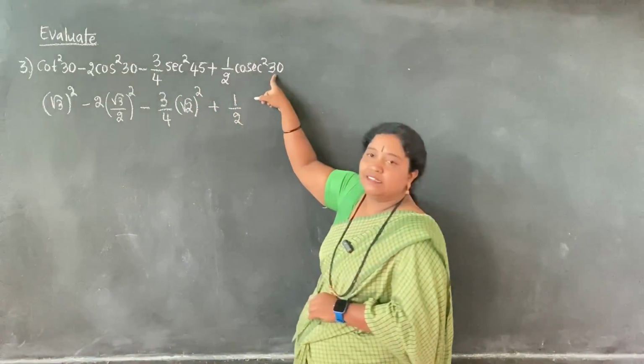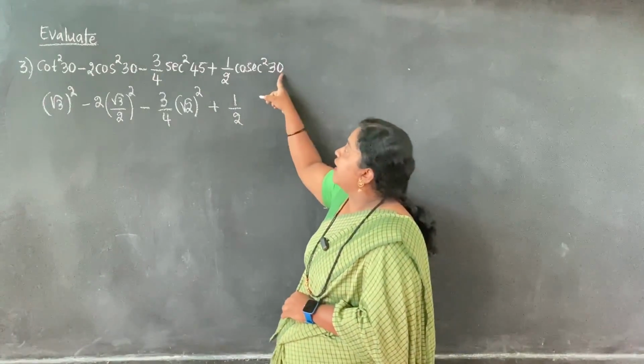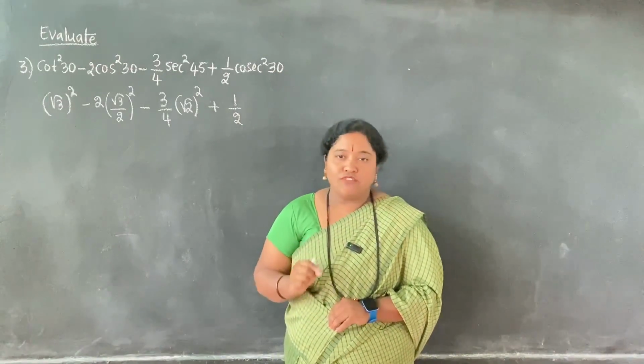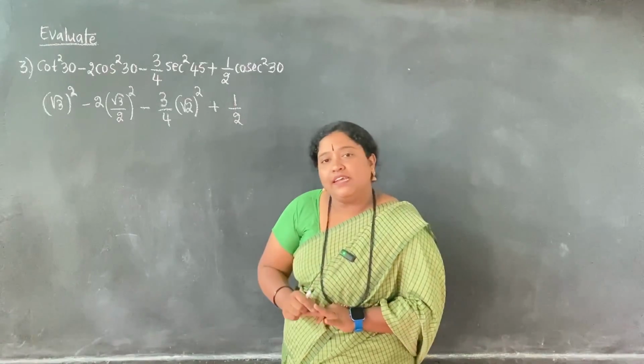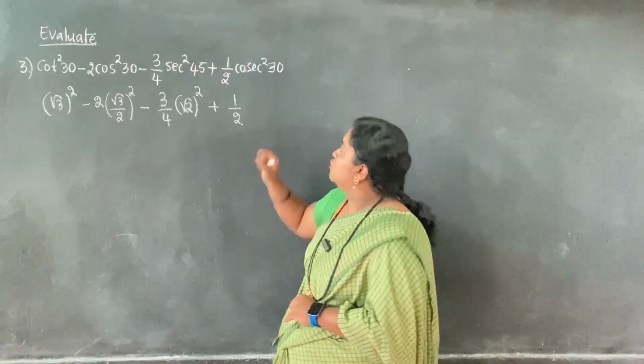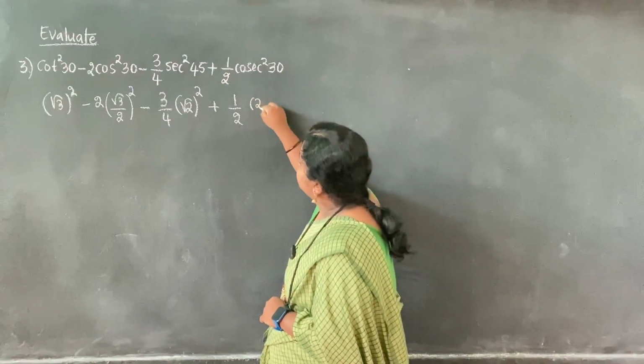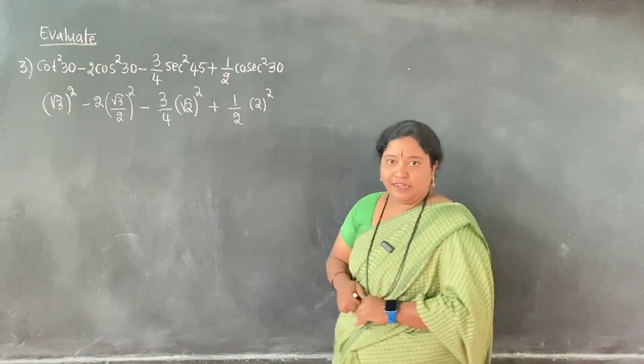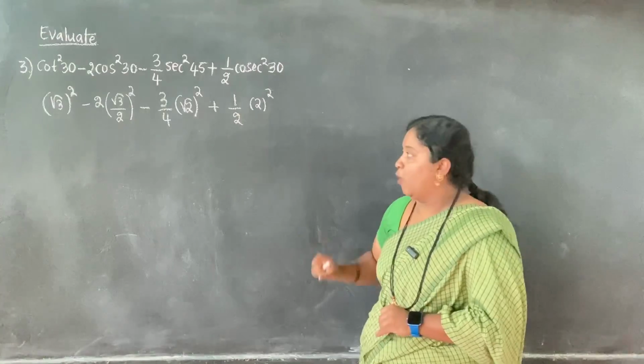See cosecant 30. Okay, cosec is the reciprocal of sin theta. Sin 30 is how much? 1 by 2. If you reciprocal, it will become 2. So cosec 30 is 2 square. I hope it is understood. Practice it very properly. Fine.